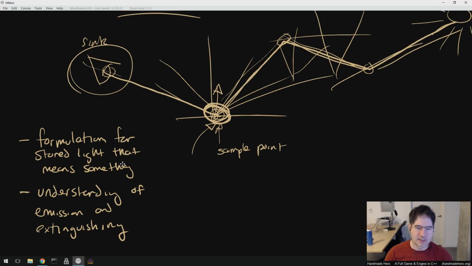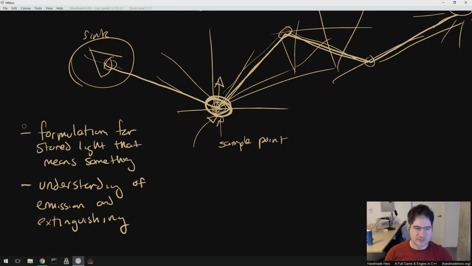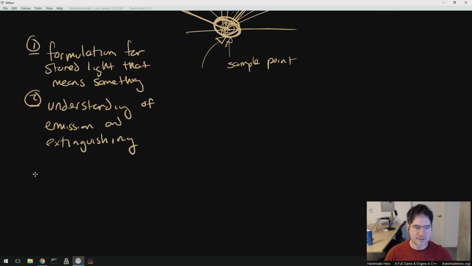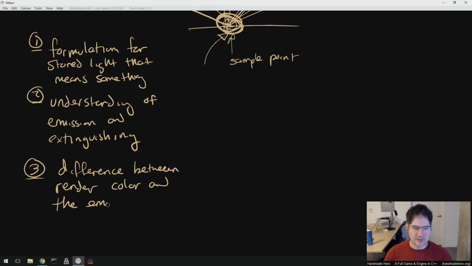All right? Now there's a final thing that I'd like to include in this analysis, one more thing. So this is, let's call this number 1. We'll call this number 2. There's one more thing, and that is the difference between the render color and the emission.